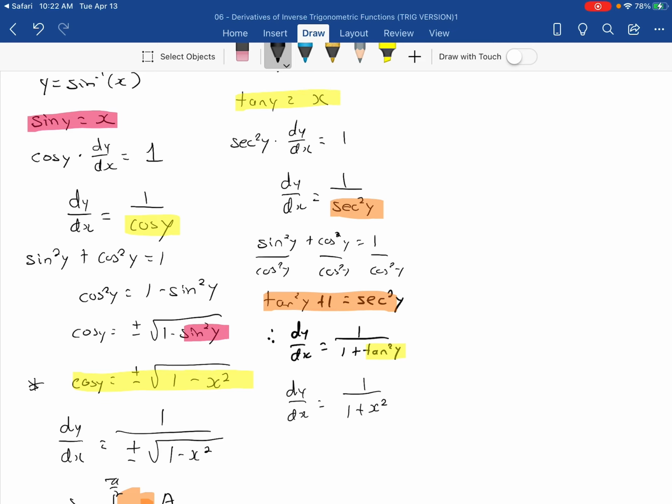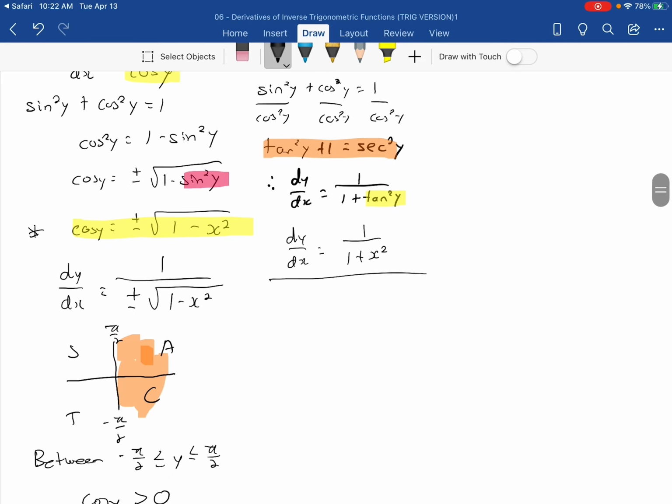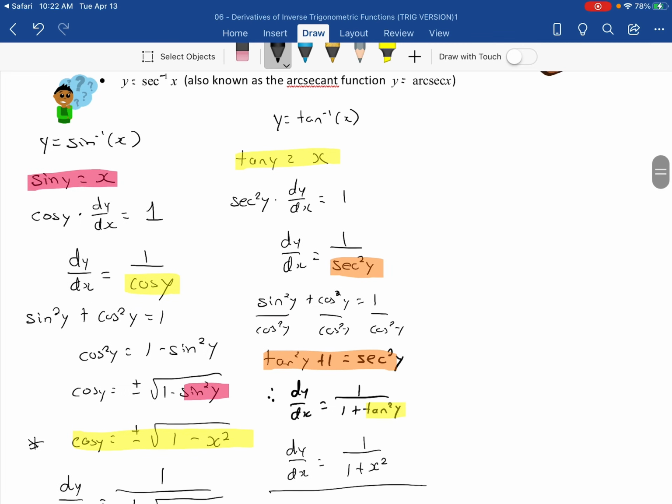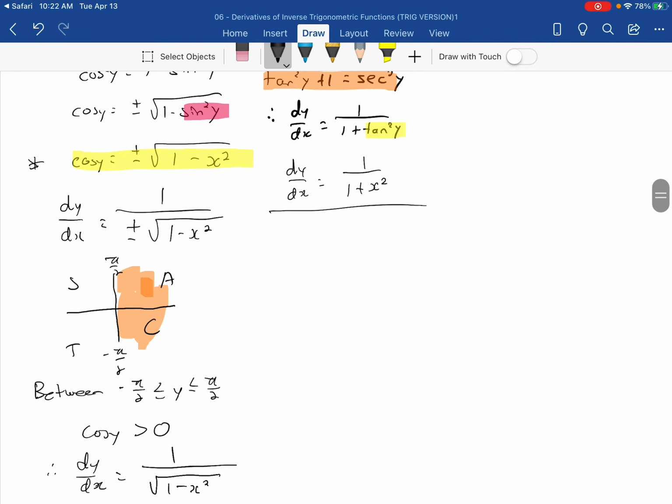I don't have to do anything else with that one because that's done. I don't have any of that plus minus stuff to deal with like I did when I was doing sine inverse. Sine inverse, eventually you've got to think through that plus minus, which is a little bit difficult.